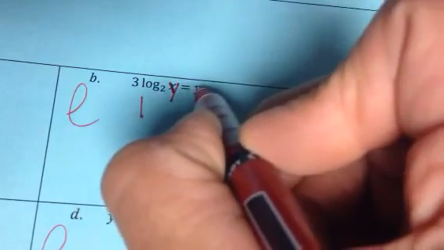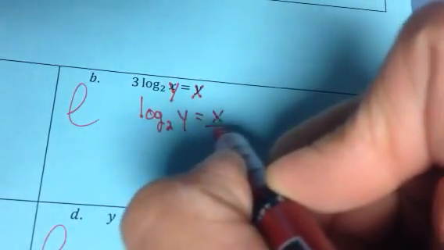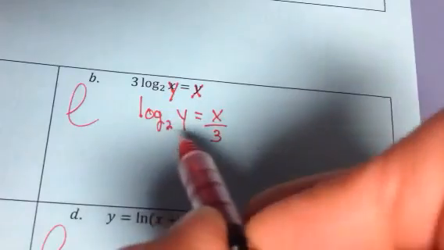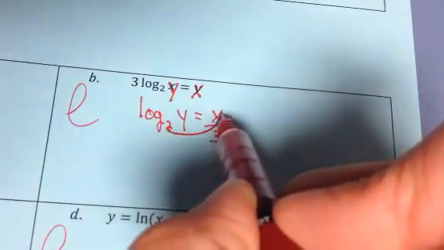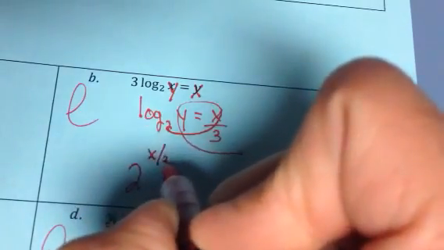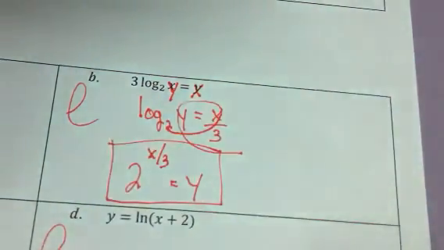Whoops, sorry. I need to switch x and y first. So log 2, and there's the y, and it's just going to be x over 3. And now I'm ready to make my e because it's just the log. So 2 to this power equals y. So 2 to the x over 3 power equals y. And since it's y equals, you're done.